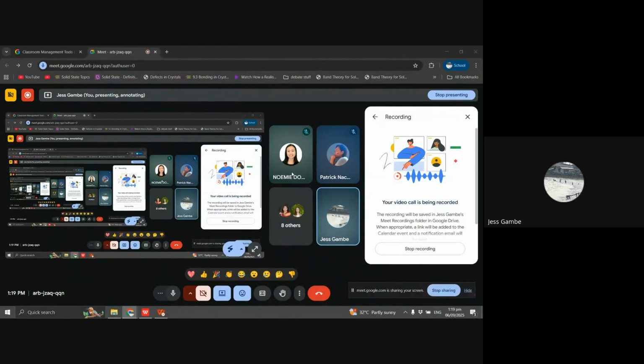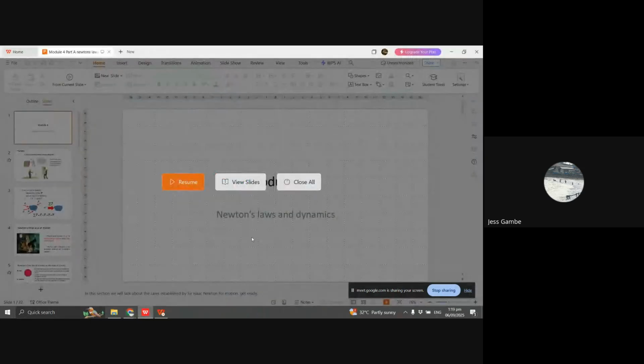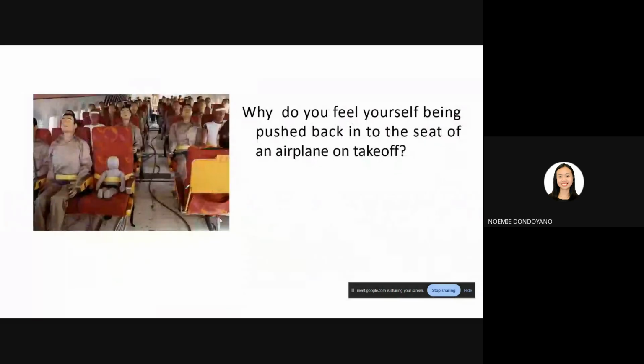The same thing happens if, let's say, the plane suddenly stops. The passenger will just continue on moving, because that is what happens in action and reaction. Okay, resume.